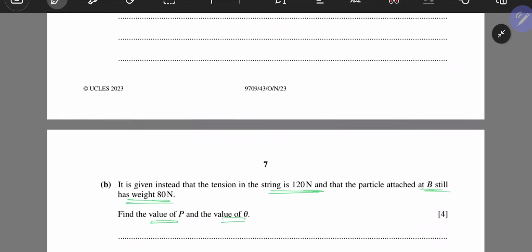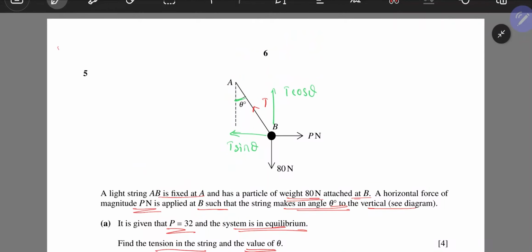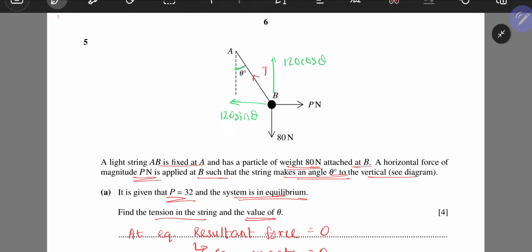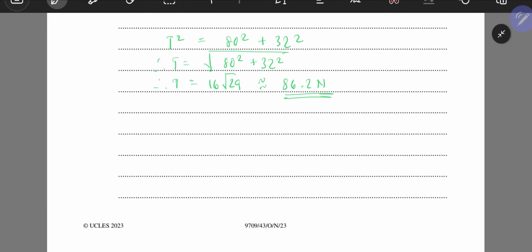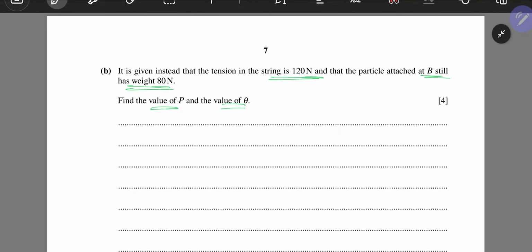Since we now have a value of T of 120, we can make adjustments to that and write 120 cos theta and 120 sin theta. And the weight remains the same. So they're asking us to find the value of P and the value of theta. Since again it's at equilibrium, the resultant force is 0. Therefore, components also 0.